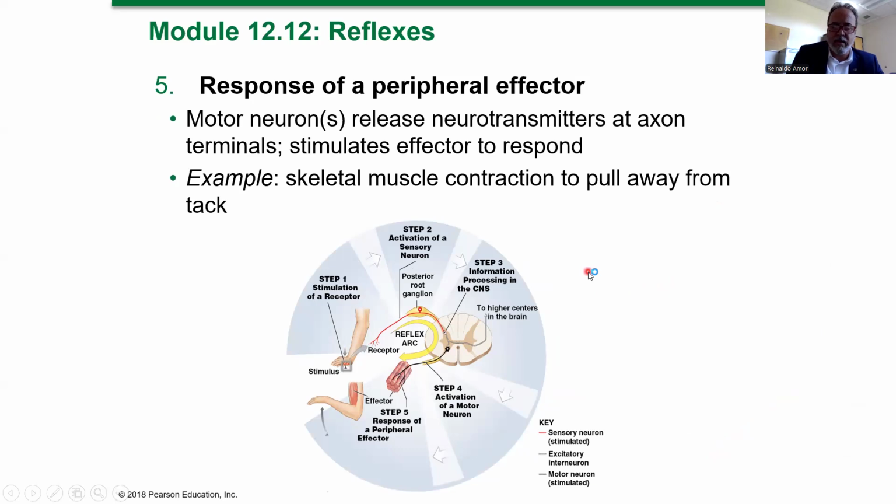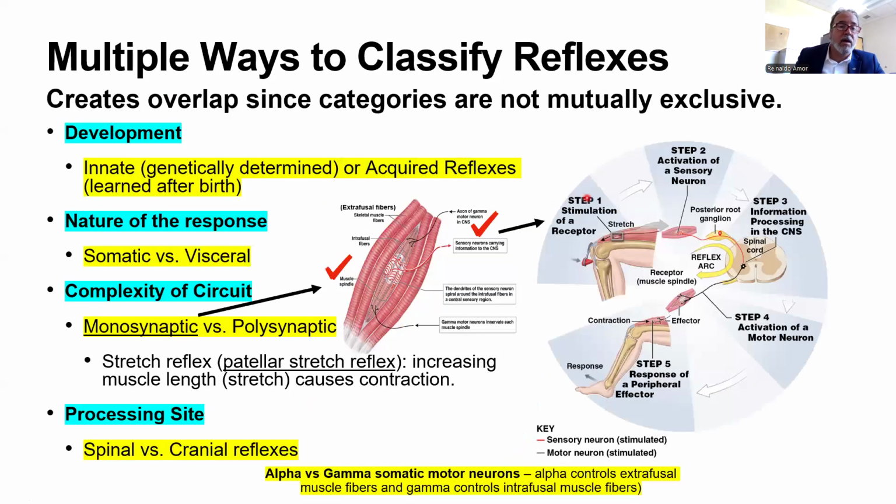Let's continue on over here. One important thing to know is that neurotransmitters are released at the axon terminals, and that will stimulate an effector to respond. So in this case, with a skeletal muscle, you're going to have skeletal muscle contraction, and you're going to pull away from where the stimulus is generated, to protect you.